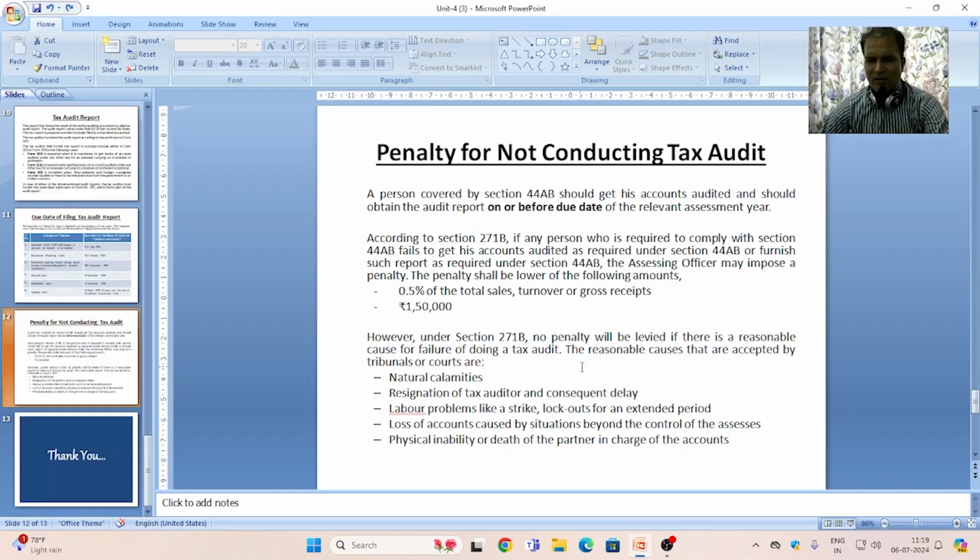But if the SSC provides reasonable causes for not conducting the necessary tax audit, then the income tax officer may waive the penalty, so no penalty is there. These reasonable causes include natural calamities, resignation of the tax auditor and consequent delay, labor problems, loss of accounts, or physical inability or death of the partner in charge of the accounts.